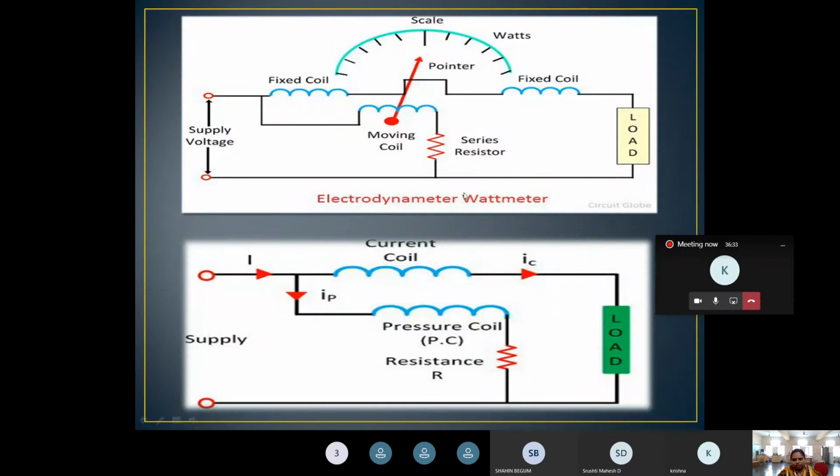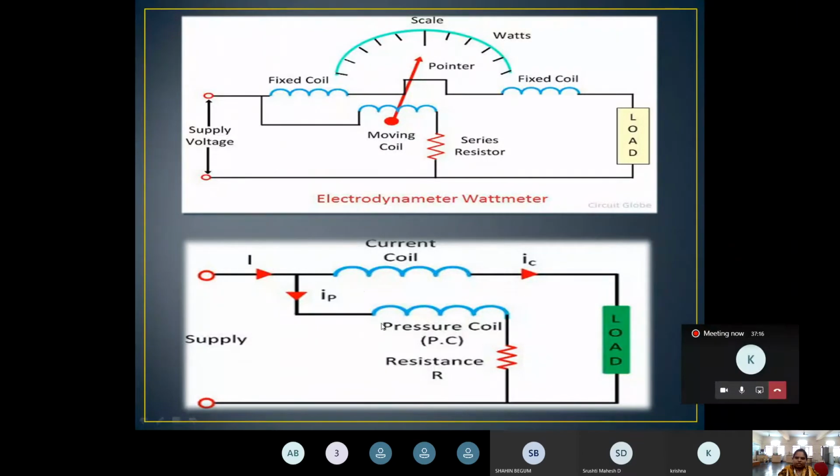Here is the construction of the electrodynamometer type wattmeter. These are the fixed coils, which we call current coils, and this is the pointer. The deflection, for which we derived the equation, is how much the angle rotates, either clockwise or anti-clockwise. Based on how many degrees it changes, I can tell how much power is consumed by the load. This is our moving coil, that is the pressure coil. This is our series resistor and a supply. The internal connection is again shown here.